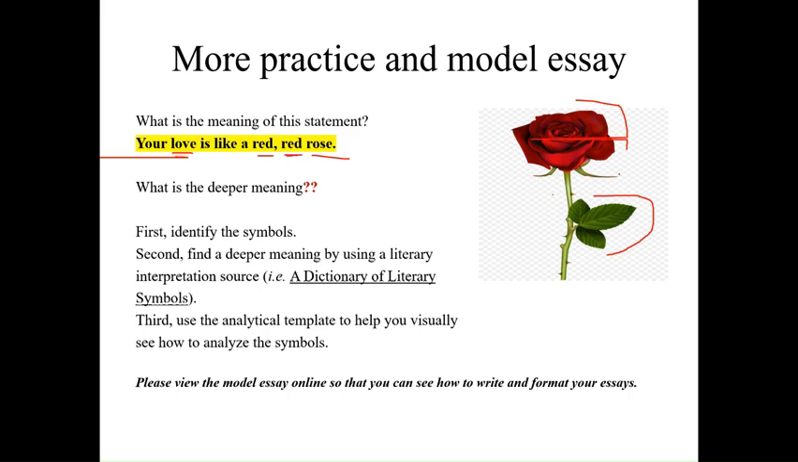What does that represent? The color green represents vitality, youth. But notice here, it has these little thorns. Notice how roses have thorns? If you pick it up, it could prick you. So what does that say about love? Love could be dangerous, it could hurt. So that's how you want to break down any text.